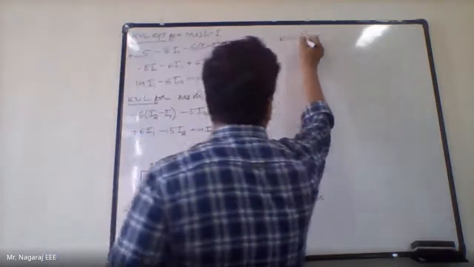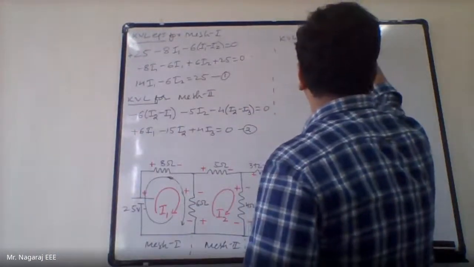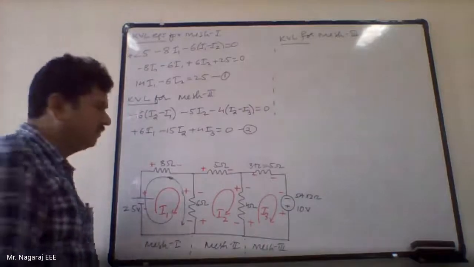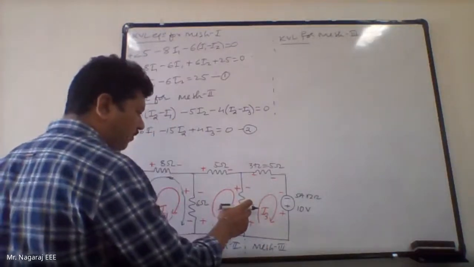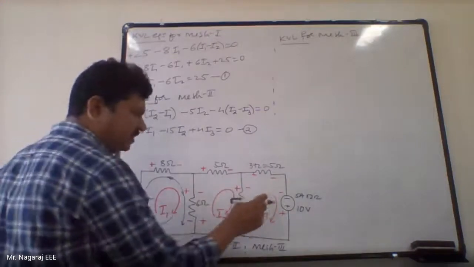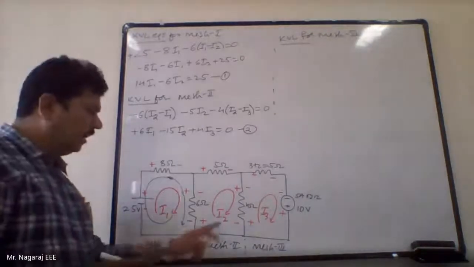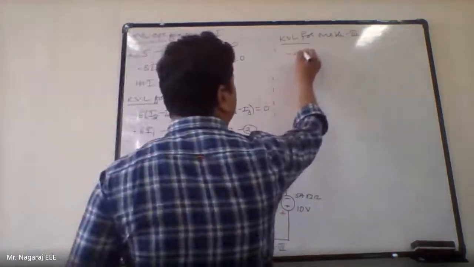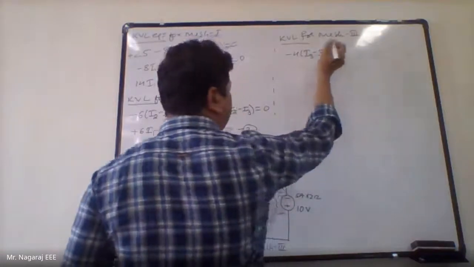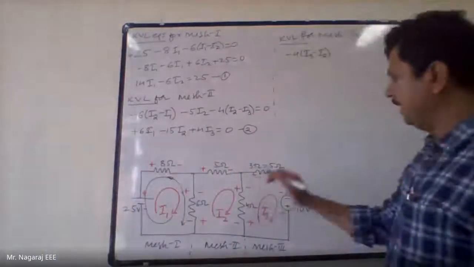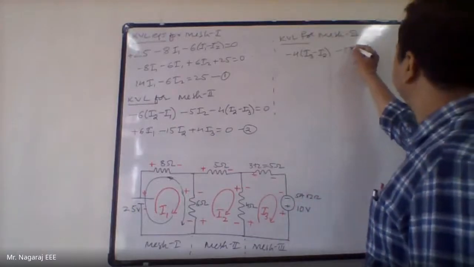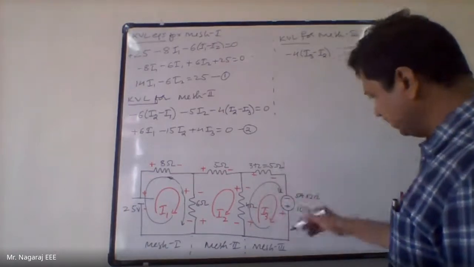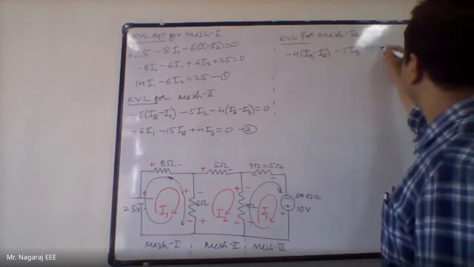KVL for mesh 3. Okay, following the same thing here, I3 is flowing through 4 ohms, I2 is also flowing through 4 ohms. But now I am in mesh 3, I take I3 as positive direction and I2 as opposite direction. So therefore I will take in 4 ohms, I3 minus I2. So minus 4, I3 minus I2. Then in 5 ohms, minus 5 I3. Then here it is 10 volts. Now in this direction of the tracing, there is a rise in potential. So it is plus 10 volts is equals to 0.